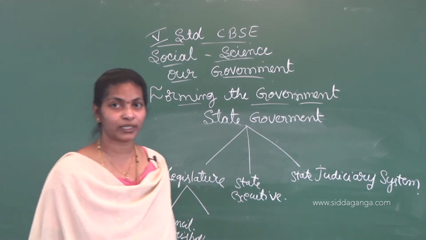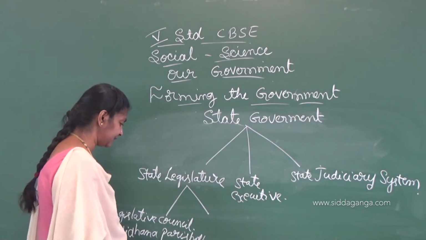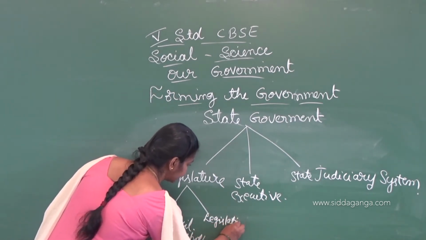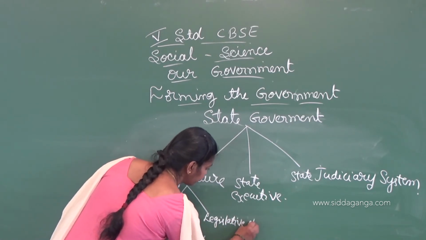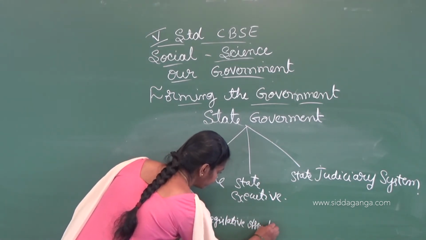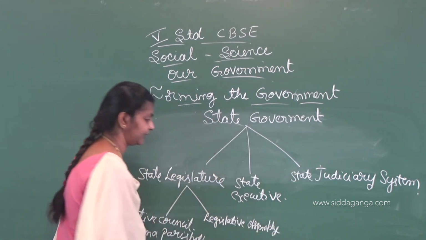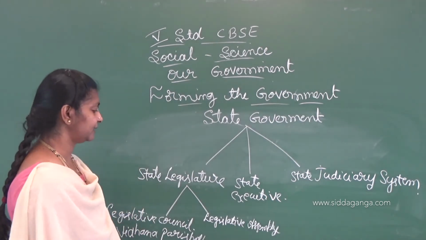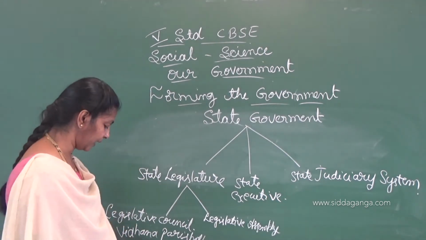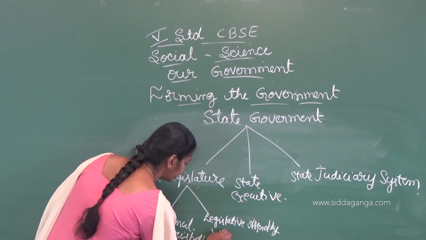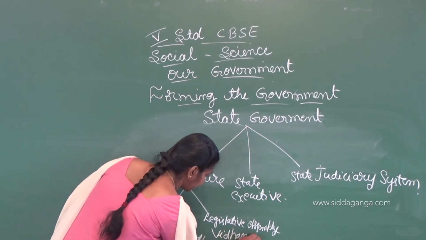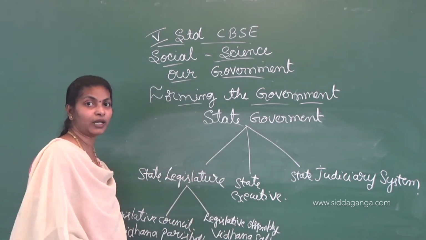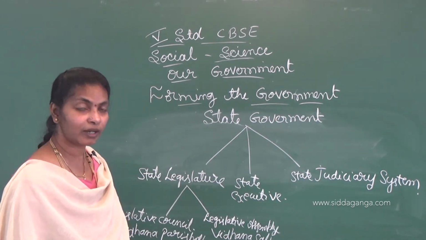The other one is the lower house. The lower house is called the Legislative Assembly. The Legislative Assembly is the lower house in the state. This Legislative Assembly is also known as Vidhana Sabha. Vidhana Sabha means Legislative Assembly. This is the lower house but a very powerful house.